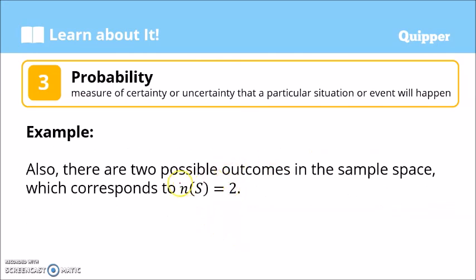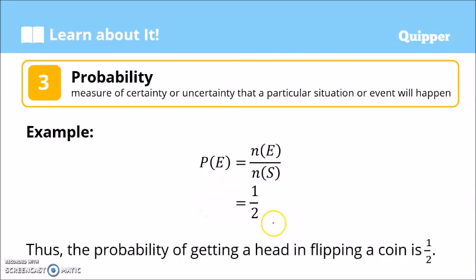Right? So solving that, kasi we have N of S, of course, there are only 2 outcomes in the sample space, it's H or T. And so that is P of E equals N of E over N of S. So the probability of getting a head would just be 1 over 2. Okay, so the probability of getting a head in flipping a coin is 1/2.